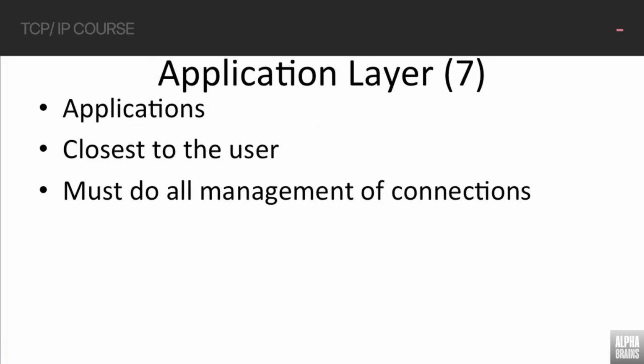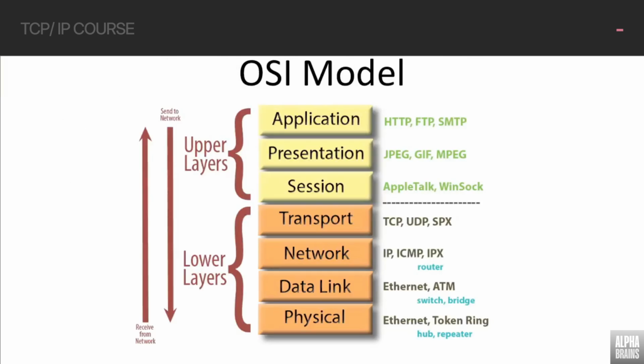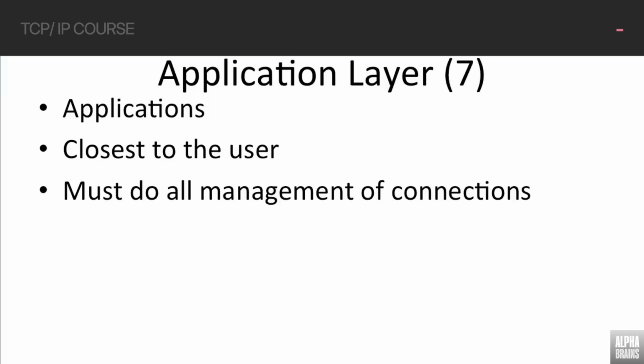Finally, at layer 7, let me flip back to the OSI model, and here we have the 7 layers. HTTP, FTP, SMTP, these are the application layer protocols. These are the things that sit closest to the user. They do all management of connections. They handle error control if they need to. They handle session establishment, all of those sorts of things. Those get done at the application layer. And these are things like web access, email, file transfers. All of that has some component that sits at the application layer.